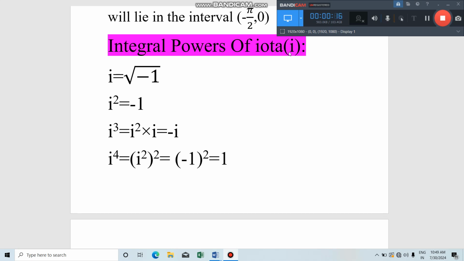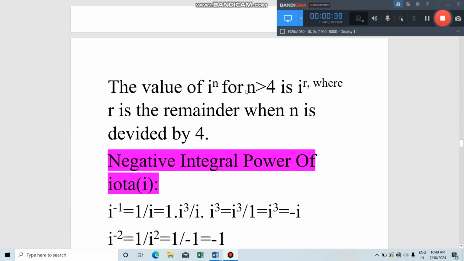Integral powers of iota. We know that i equals root over minus 1. So i square will be minus 1 and i cube will be i square into i, so it will be minus 1 into i, equal to minus i. Now i to the power 4 equals i square whole square, equal to minus 1 whole square, so it will be 1. So the value of i to the power n for any n greater than 4 is i to the power r, where r is the remainder when n is divided by 4.